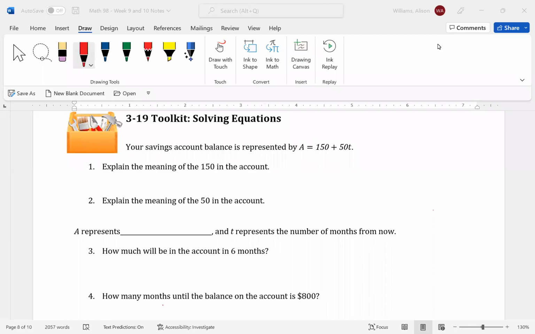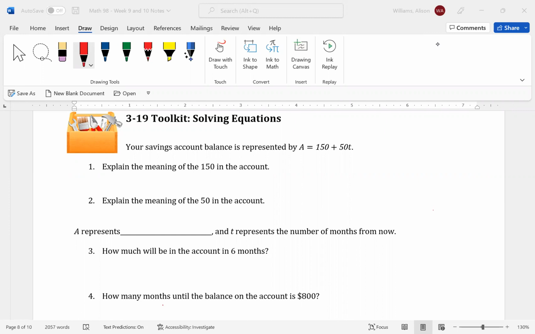In this video, we're going to look at solving equations, and we're going to use examples that we've been looking at throughout this term. So let's say we have this equation that represents our savings account balance. A equals 150 plus 50t. So what would 150 represent?